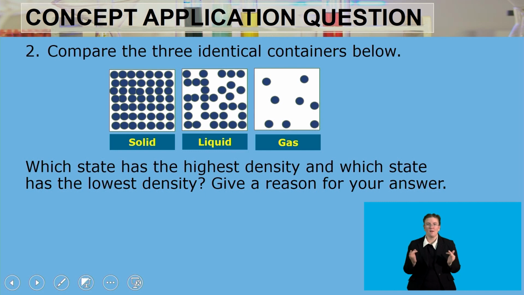Now, our next question. Again, we are comparing the 3 identical containers below. We have the solid, liquid, and gas. Which state has the highest density and which state has the lowest density? And we need to give a reason for our answer. So number 1, what we remember about density is that substances that are heavier will have the highest density, and the substances which are the least heavy will have the lowest density.